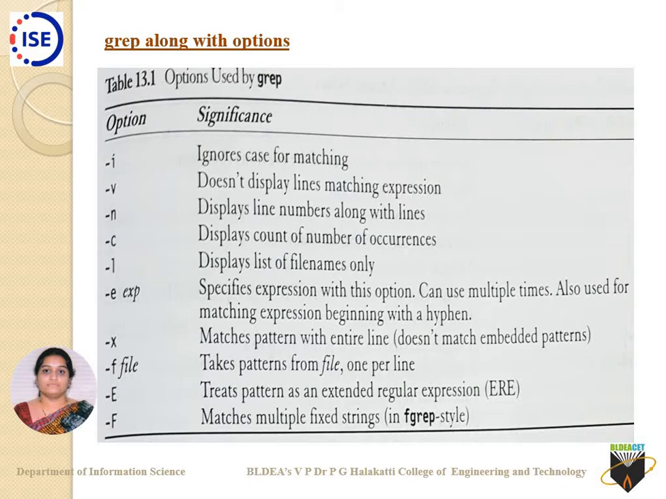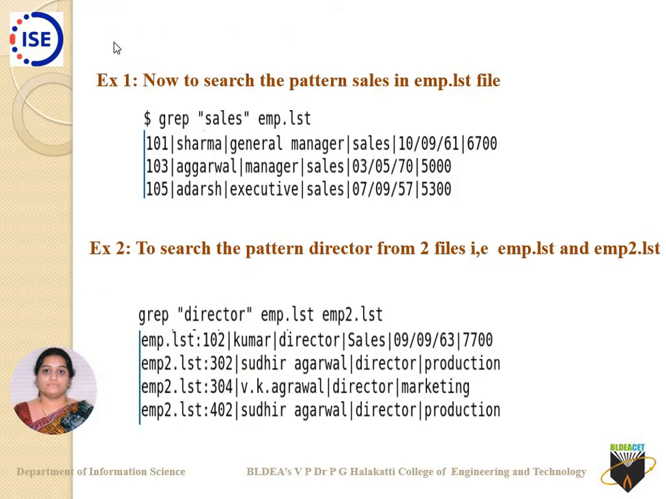In our last class, I told you about grep as a command, which is used to search for a particular pattern from a file, or also from a number of files. Here is the grep syntax: this is your pattern name, and this is your file name. The pattern will be selected from this file, and those records will be listed on your screen. This is how the pattern search works.